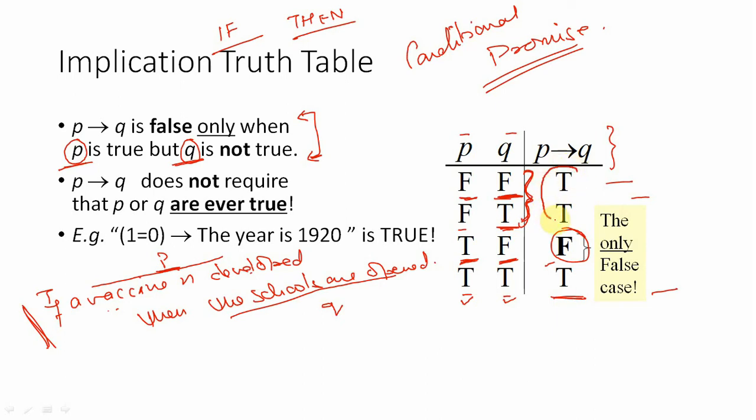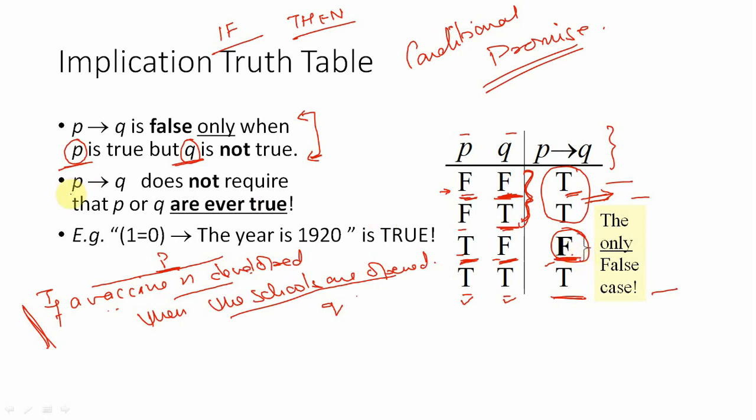So in both the cases, the implication holds, right? Even if both the premise and the conclusion are false, the implication is still holding. It is only when the vaccine is developed but the schools are not opened, true and false, that the conditional promise is broken and the implication becomes false.